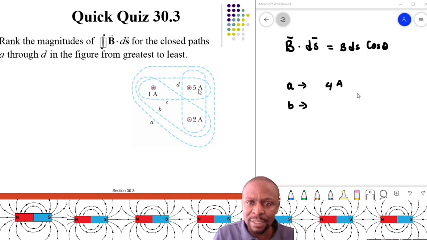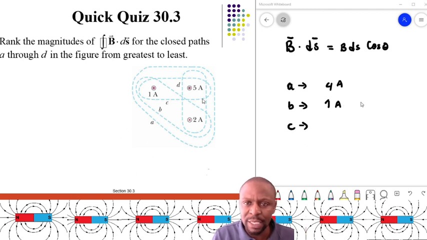And then let us talk about B. How much current does B enclose? B is this branch. That will be 2 minus 1, which is 1 amp for B. And how much does C enclose? C is this branch here. It's 1 amp plus 5 amps, so C encloses 6 amps. And then D, what does D enclose? D is just this one. D is enclosing 5 minus 2, that would be 3 amps.